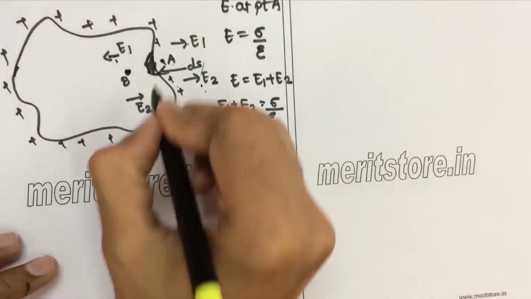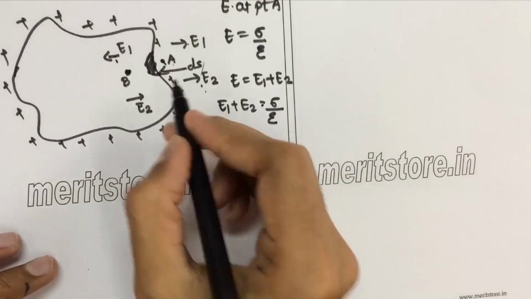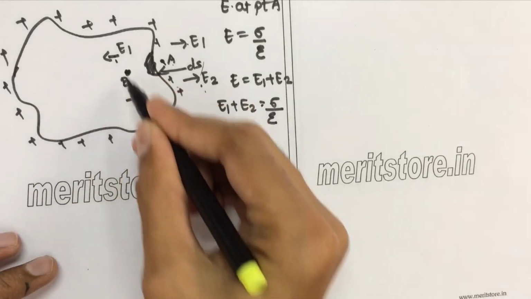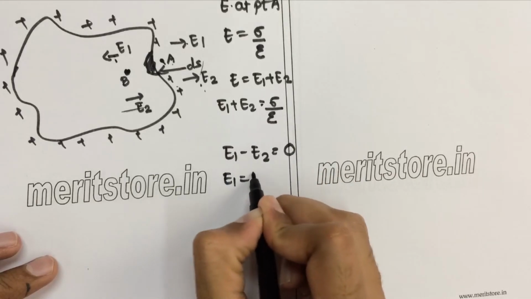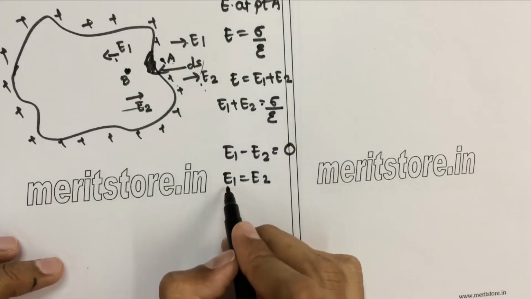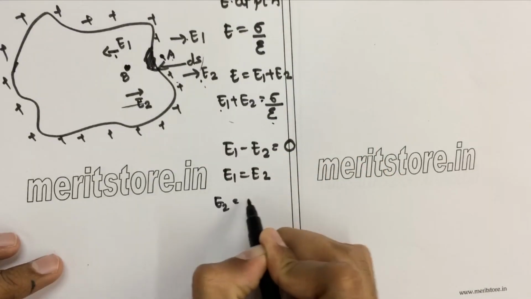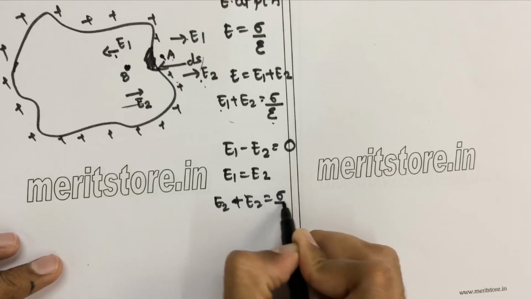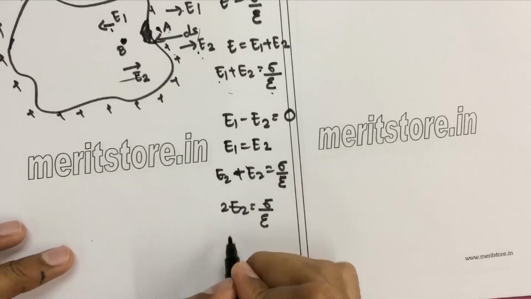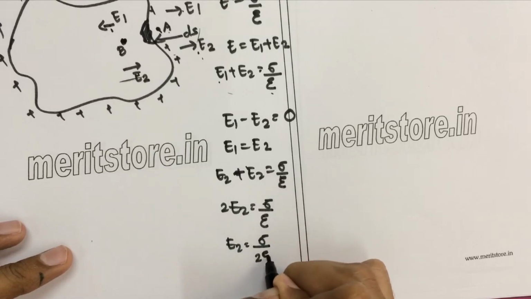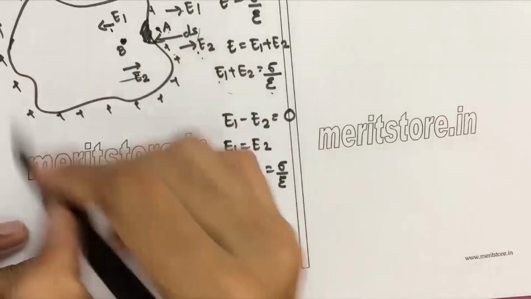So inside this particular conductor, the total electric field E is E1 minus E2, because both of them have opposite directions, so the total is E1 minus E2, which equals 0. So you get E1 equals E2. You can take either E1 or E2 in this equation. So we take E2 instead of E1: E2 plus E2 becomes 2E2, which equals sigma upon epsilon. So E2 becomes equals to sigma upon 2 epsilon.